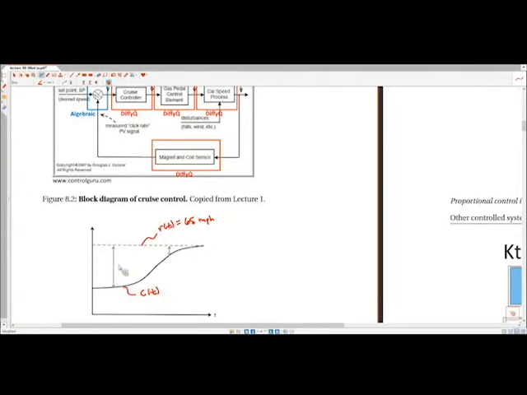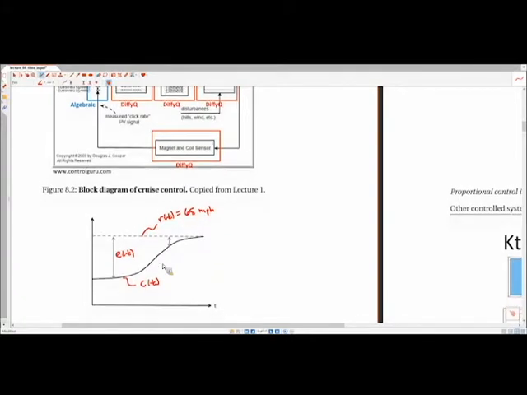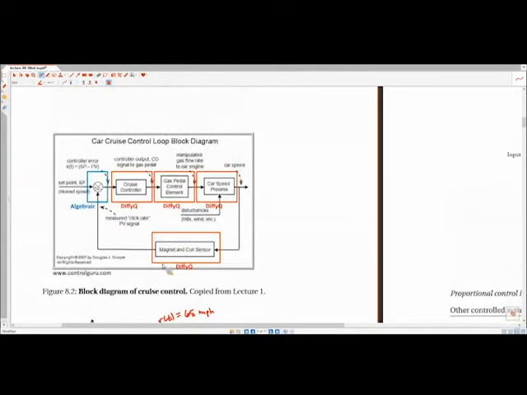This distance here would be E of t, right? This is our distance between desired speed and actual speed. And we'll get into this actual action of what happens, but your system is going to react.